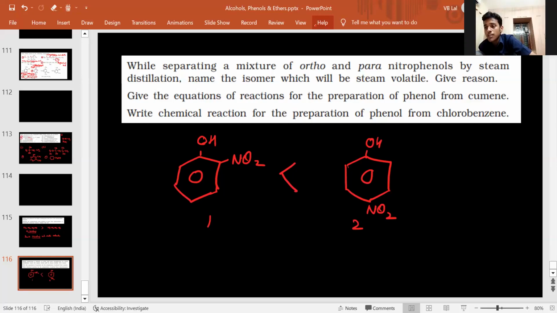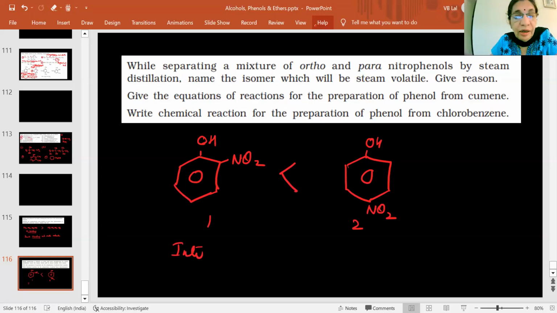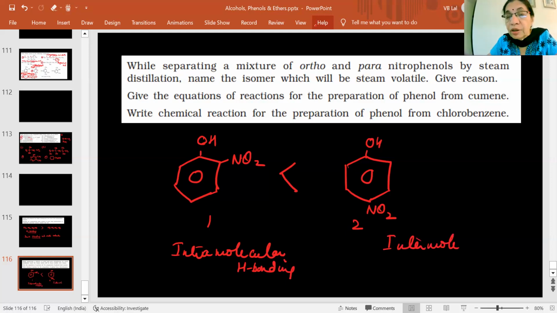Intramolecular hydrogen bonding. Yes, there is intramolecular H bonding, so its boiling point will be low. And this is intermolecular hydrogen bonding, because of which the boiling point will be higher. So the one which has the lower boiling point will be steam volatile.